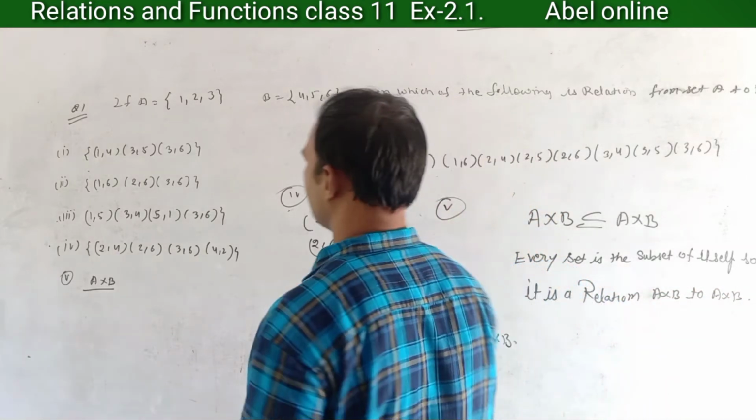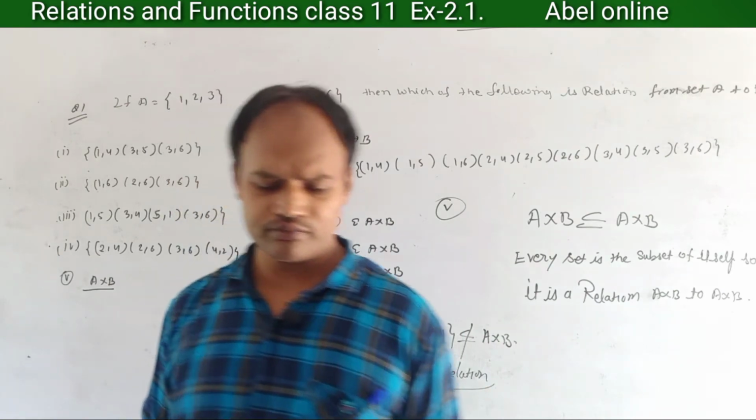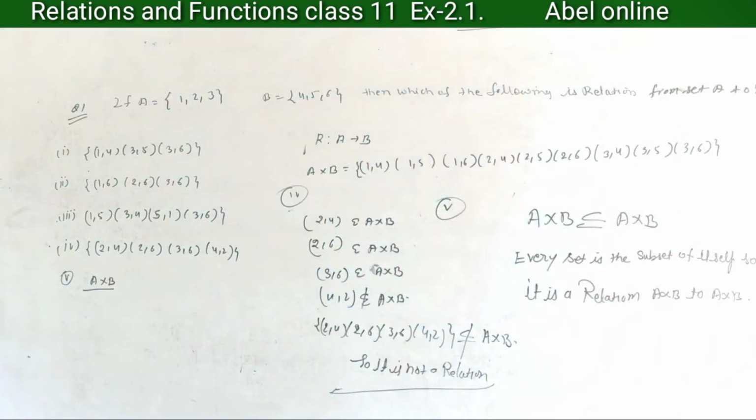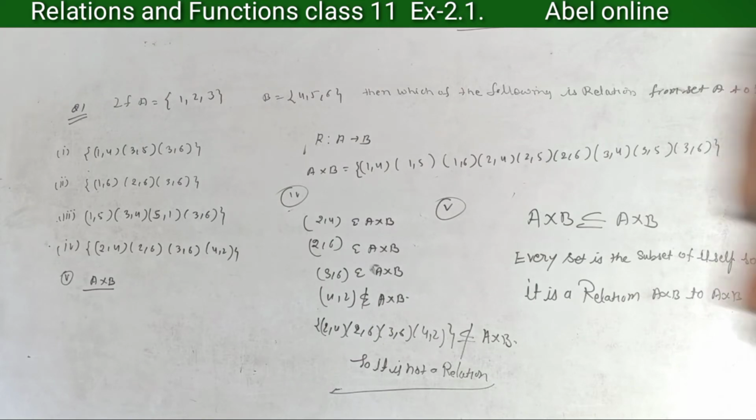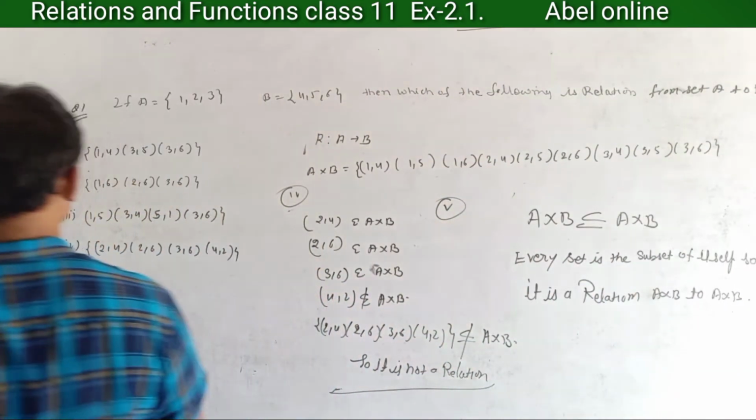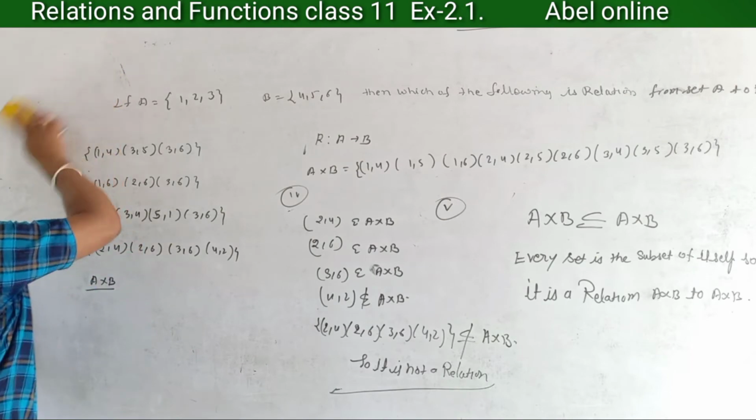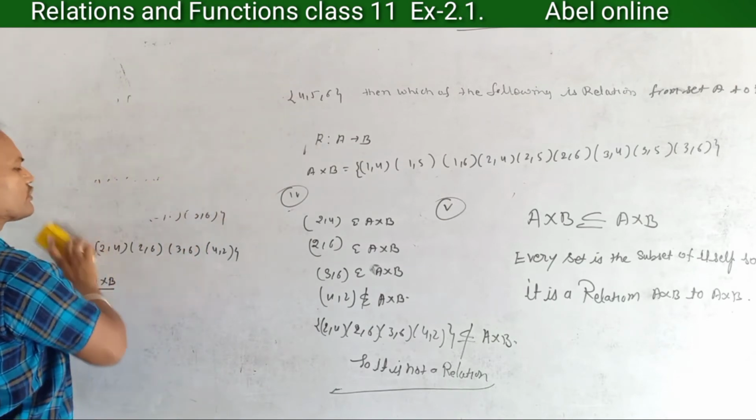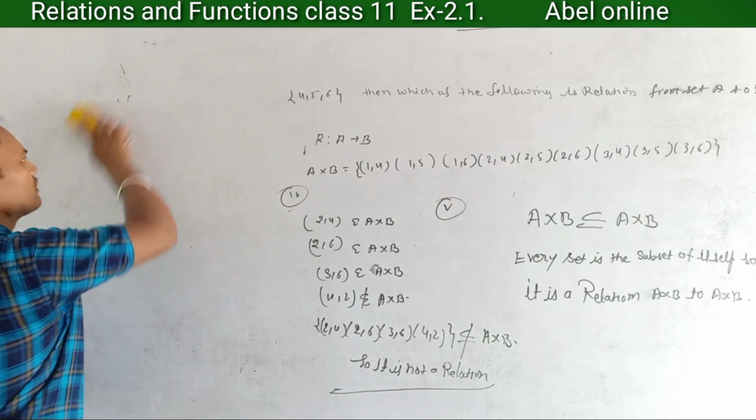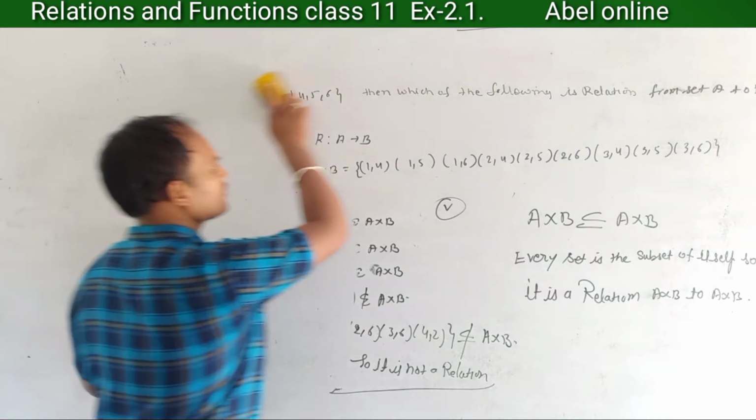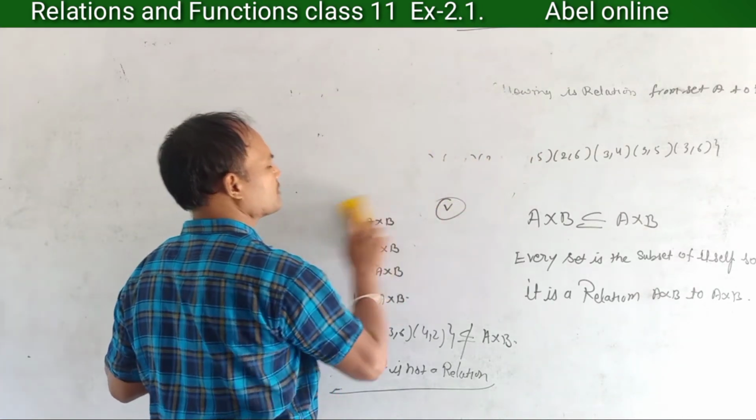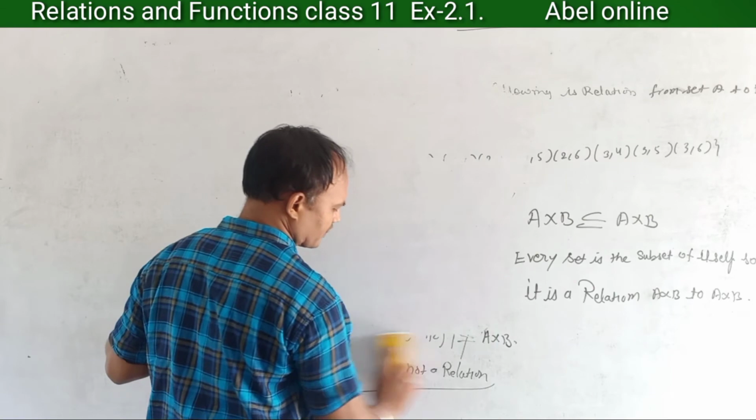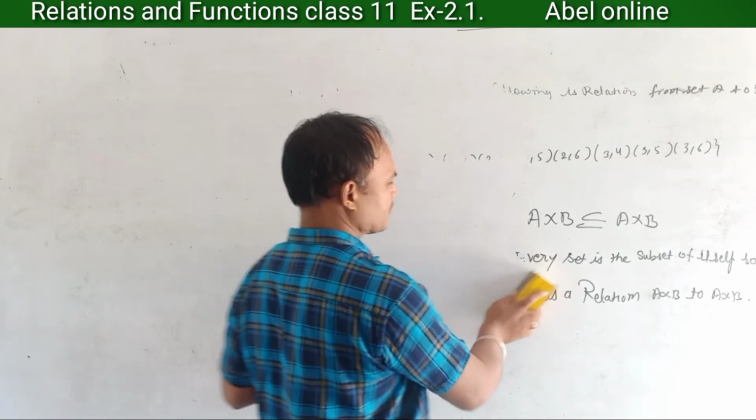Okay, so students, it is clear now. This completes the first question. Now we are going to solve the second question. What is the second question? Let's discuss it. It is a basic question regarding relations, about how we can say whether a given relation is a relation or not. So we have to remember how to find the relations.